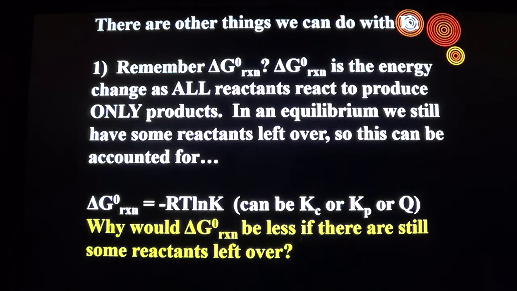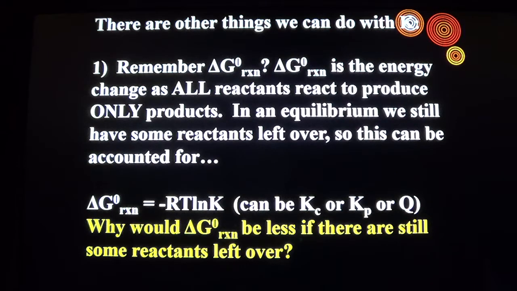And that is we can do delta G, that is Gibbs energy. So Gibbs energy is the energy that happens when we change all the reactants into only products. But in an equilibrium, we still have some reactants left over. So we can actually account for the difference. What would the G be if we could convert all of the reactants into the products when we can?